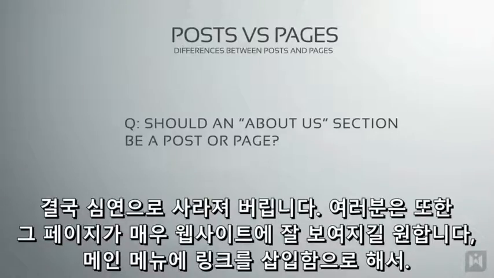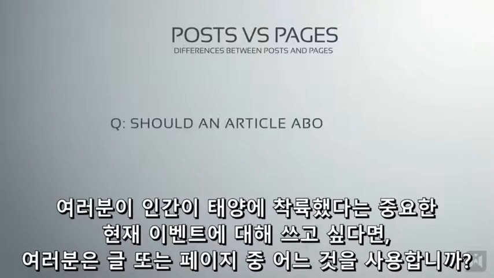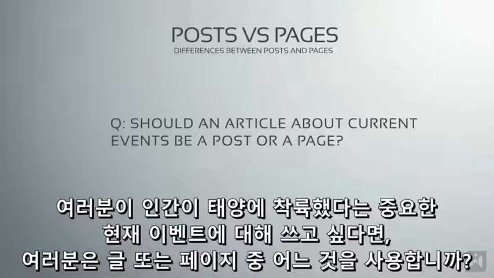You'll also want the page to be very visible on your website by inserting a link to it on your navigation menu. Based on the above reasoning, the content type you should be using for an About Us section is a page.